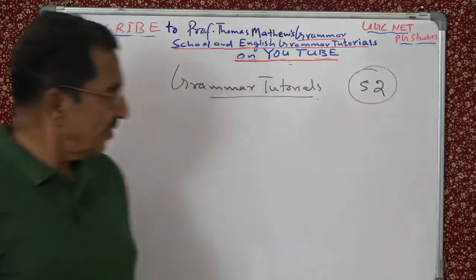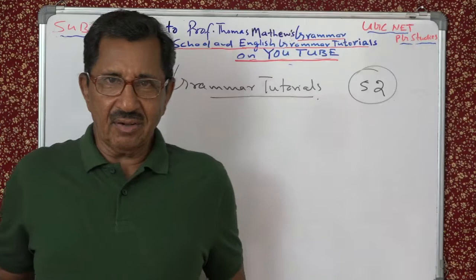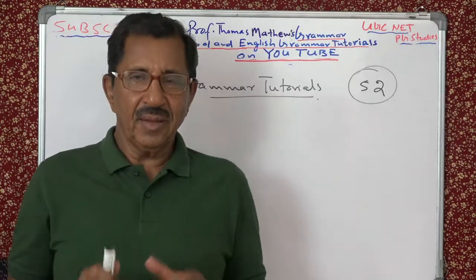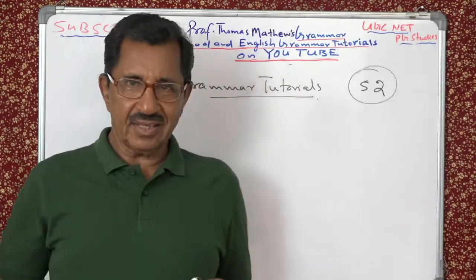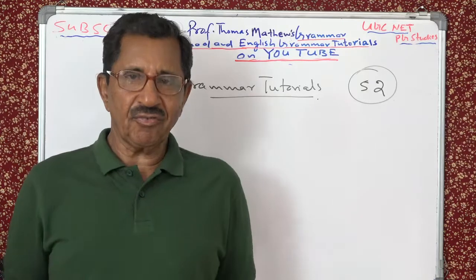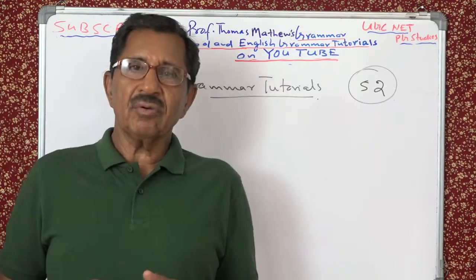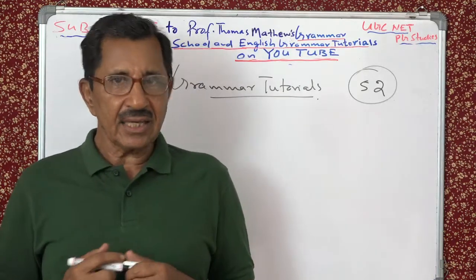Tutorial number 52. So we have been doing the partitive use of "of". So we say some of, many of, much of, a lot of, and things like that. Just one more point in this section, that is, class nouns.